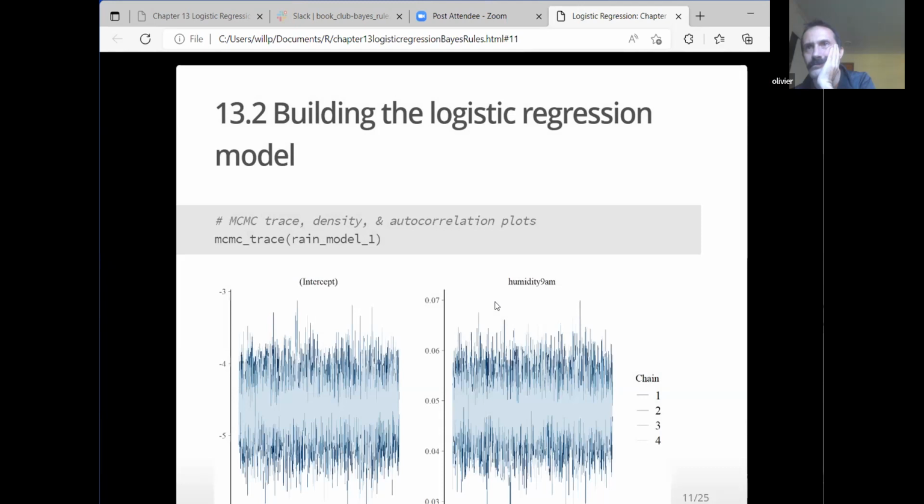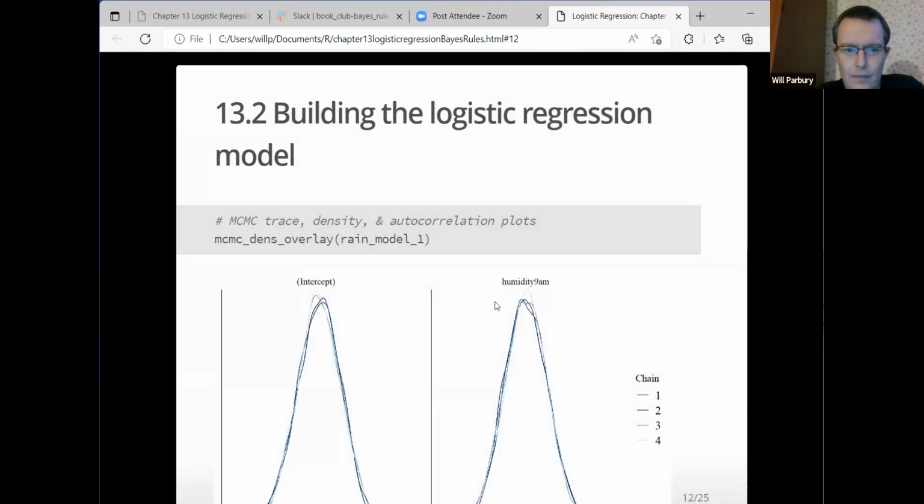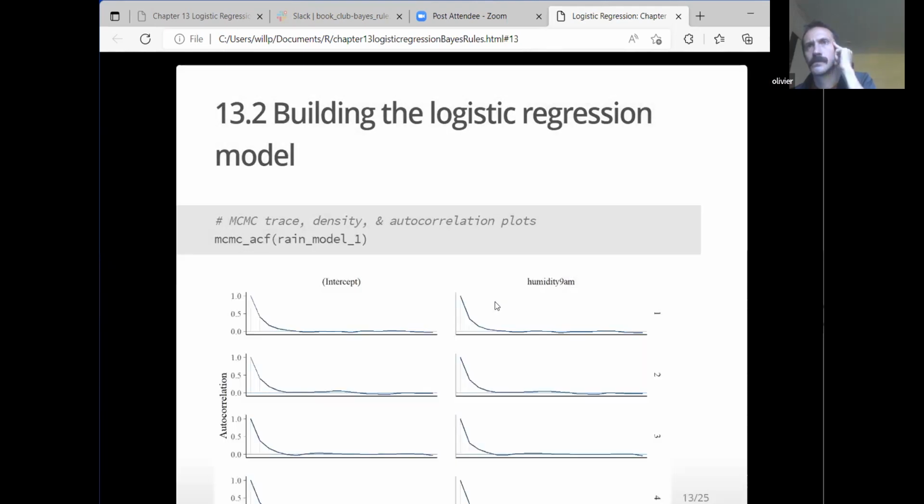And then basically it says to check the trace, density and autocorrelation plots. We've all seen the fuzzy moustache before, the density overlay, and the ACF. They all look just the same as they did previously.